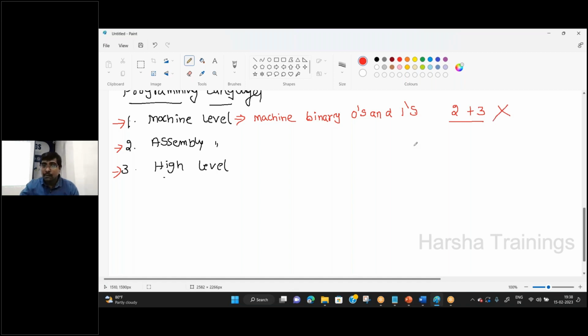Now, how do you write the program? You need to write the program in zeros and ones, like 10, 11, 110. For example, 2 is 10, 3 is 11, and the plus symbol is 110. Now, this statement is not readable. Can anyone look at this statement and understand it? Not 100%, even 200%, it is not possible to understand. Why? It is in the form of zeros and ones.